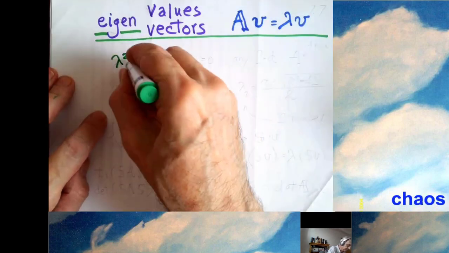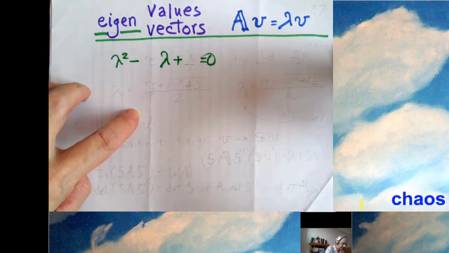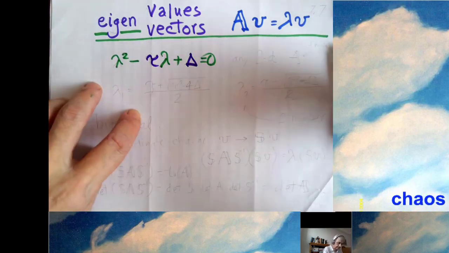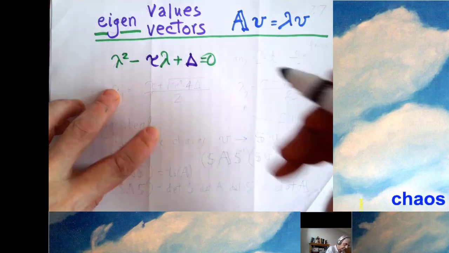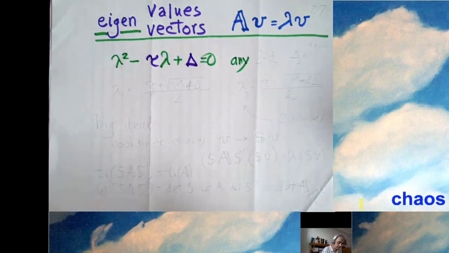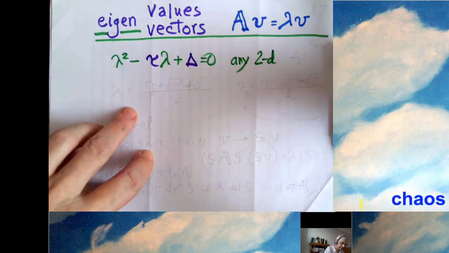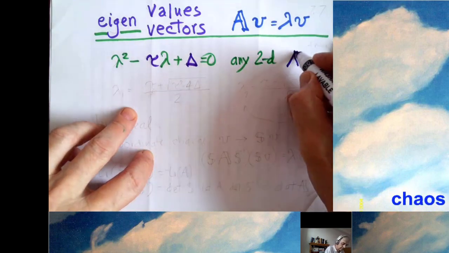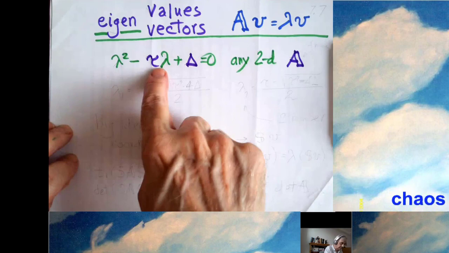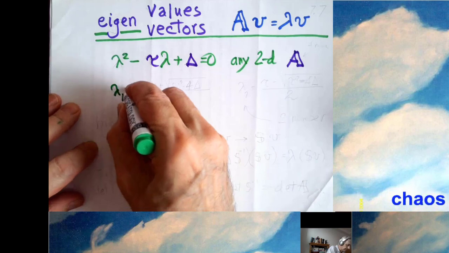So now we have lambda squared minus lambda trace plus determinant equals zero. This is the equation that people have known how to solve for a very long time, just a quadratic equation. And this is now true for any two-dimensional matrix A. So four numbers are reduced to this equation, which depends on two numbers.